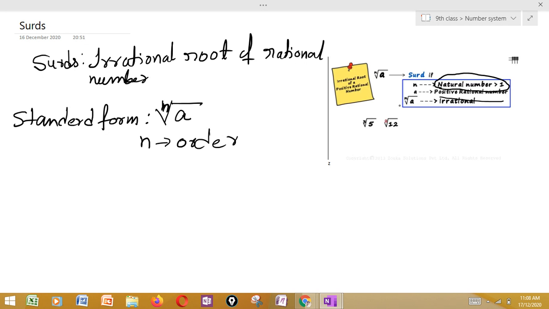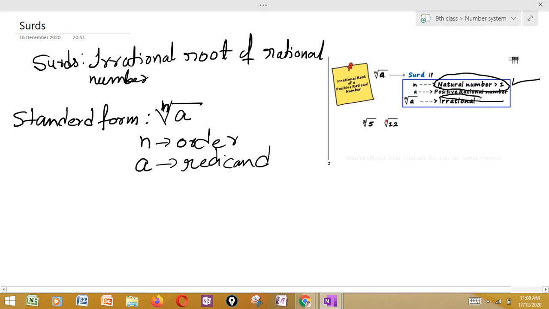That is, the result should be irrational, then only it is called a surd. I'm repeating once again: first, the order should be a natural number, and the number within the root, a, is called the radicand. The radicand should be a positive rational number. And one more condition: the result should be an irrational number, then only it is a surd.